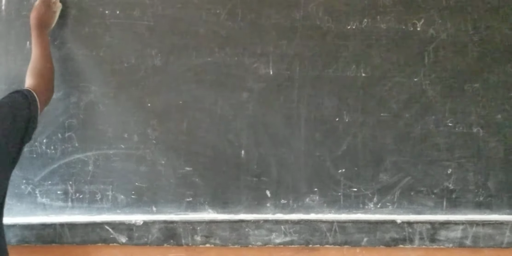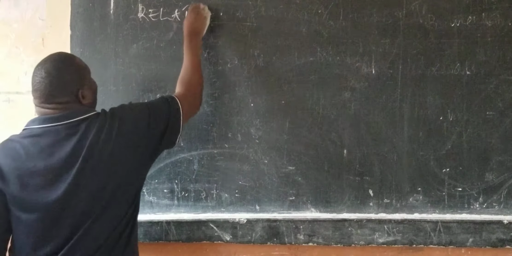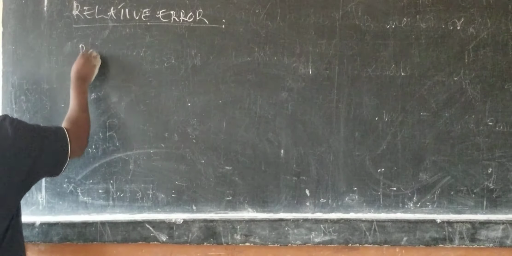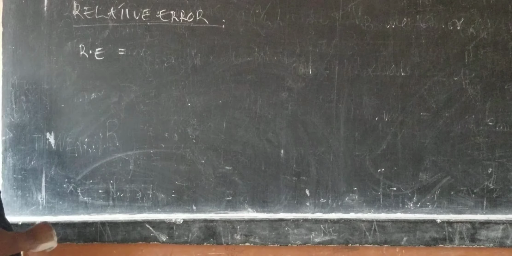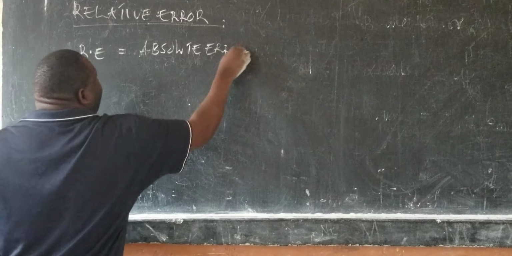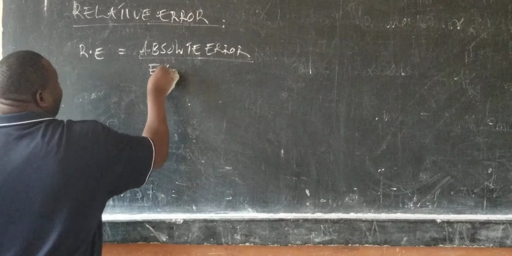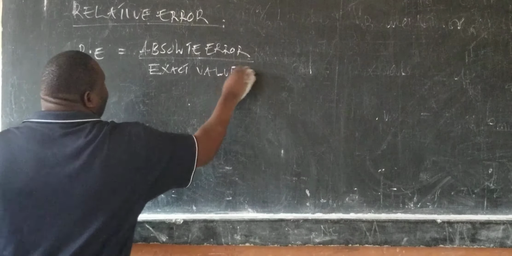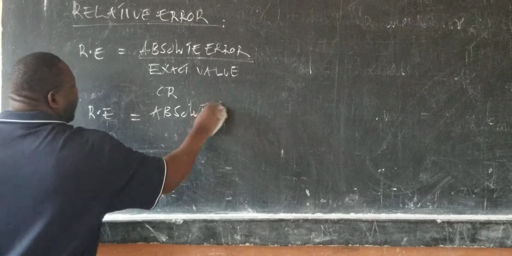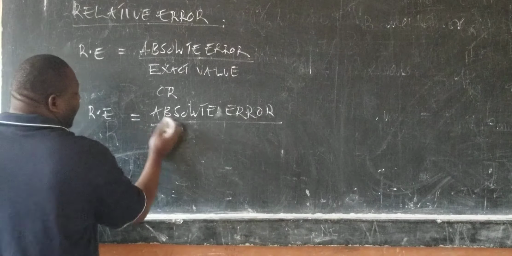Look at the relative error. The relative error is the absolute error, or that is the maximum possible error in the expression, over the exact value, or the relative error is also defined as the absolute error over the inexact value or the approximated value.